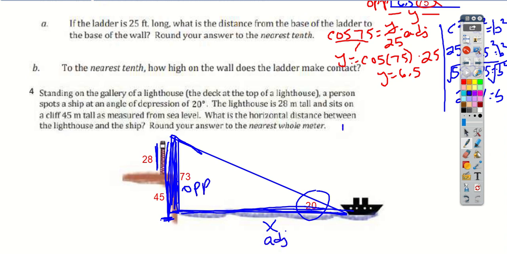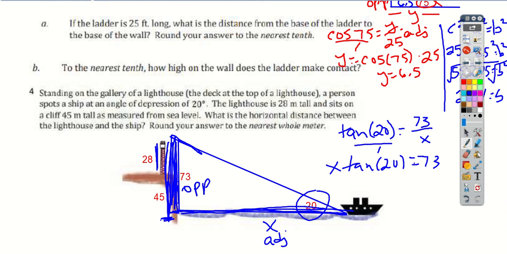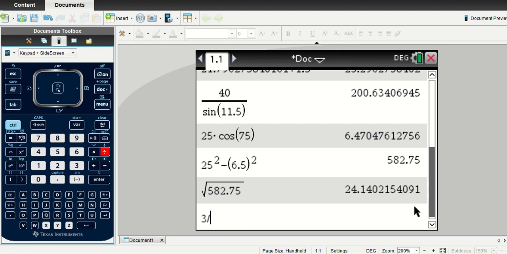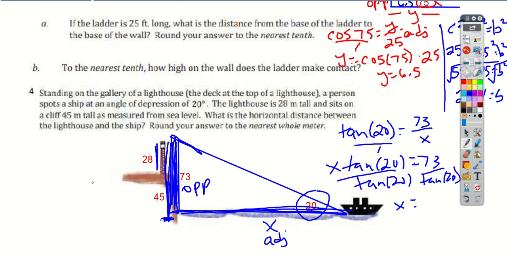So in our SOHCAHTOA, we're going to choose tangent. So the tangent of the angle, which is 20, is equal to the opposite side over the adjacent side. Cross multiply. X times the tangent of 20 is going to equal 73. And then we'll just divide out by the tangent of 20, and we'll have x. So 73 divided by tangent of 20. We're going to the nearest whole meter, so 200.5 is 201 meters.